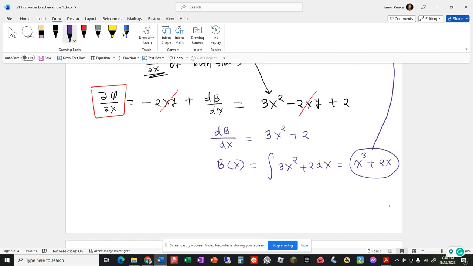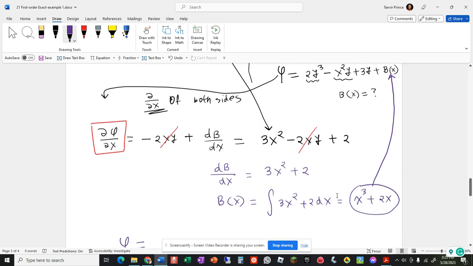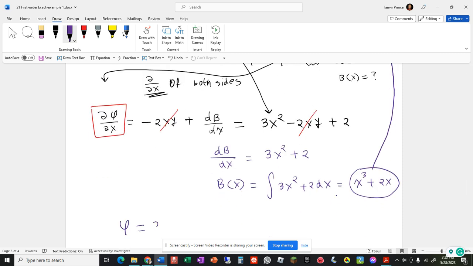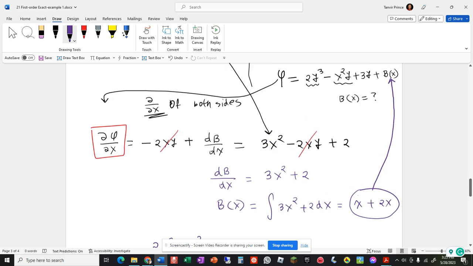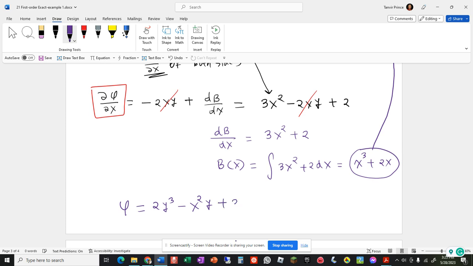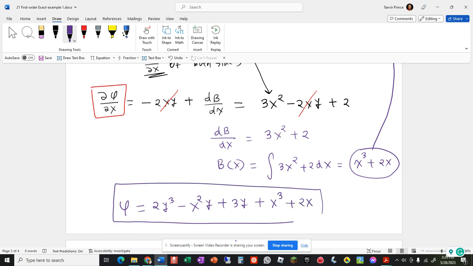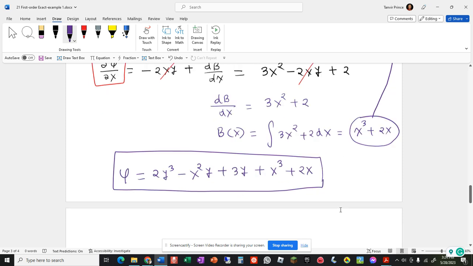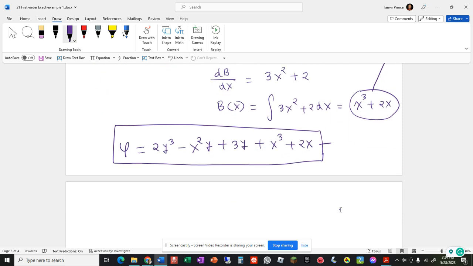So let's do that. So my phi is equal to 2y cubed minus x squared y plus 3y, and then plus b of x, which is x cubed plus 2x. So that's my phi. It's the same phi that we got before. So the solution is, of course, you set this equal to c. So that's my solution. It's exactly the same solution as before.